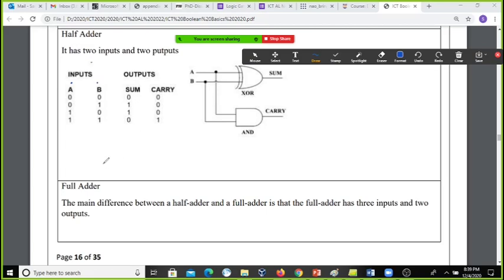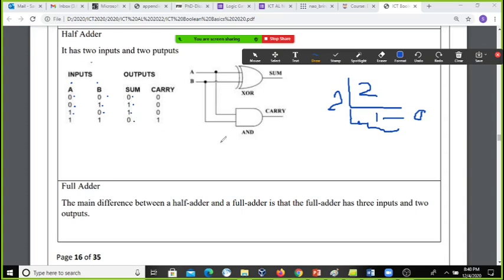Now since adder does the addition, when you do the addition, you can see we add them together. 0 plus 0 is 0, and 0 plus 1 is 1, and 1 plus 0 is 1. Then 1 plus 1 is 2, but we know 2 means 2 divided by 2. You get how much? 1, 0. Then basically 2 means 1, 0.